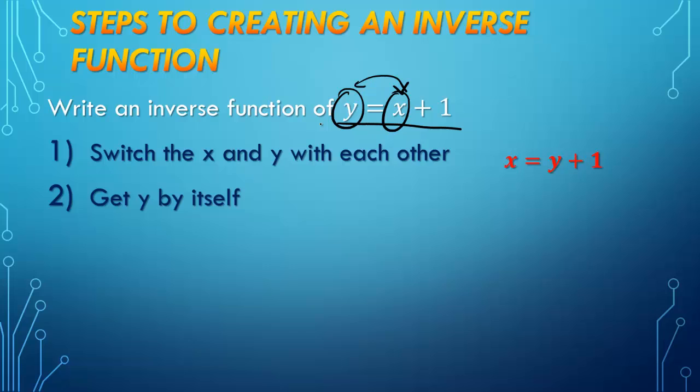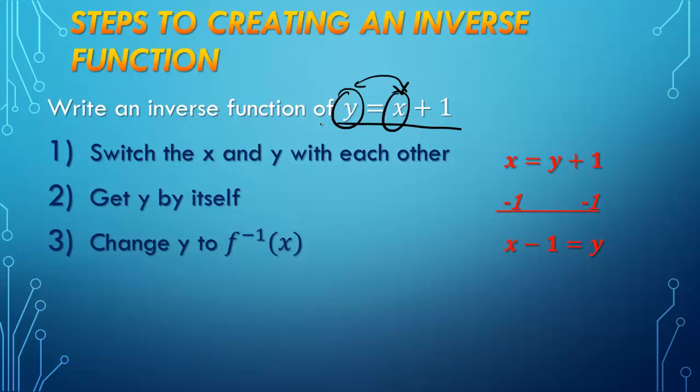And then we need to get y by itself. You've done this before. This is when we've said solve for y and you've had to get everything away from the y to the other side of the equal sign. So we're going to do the same thing here. We're going to subtract 1 from each side because we have to get y by itself, which gives us x minus 1 equals y.